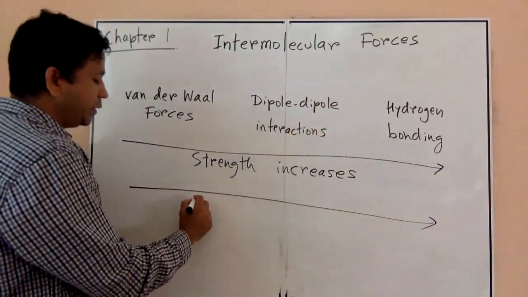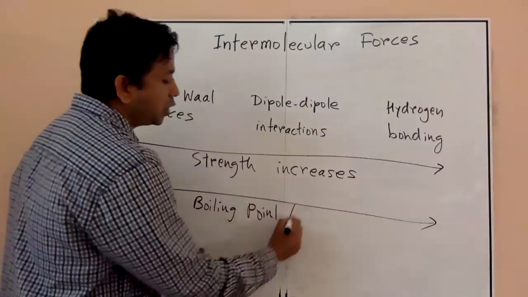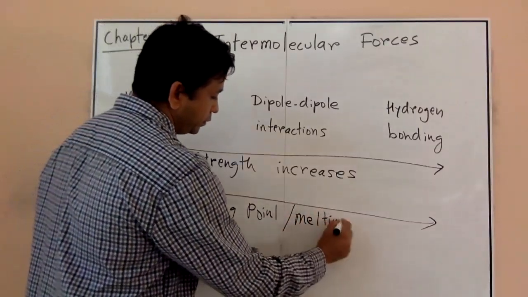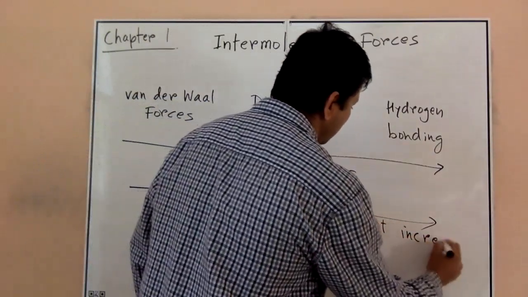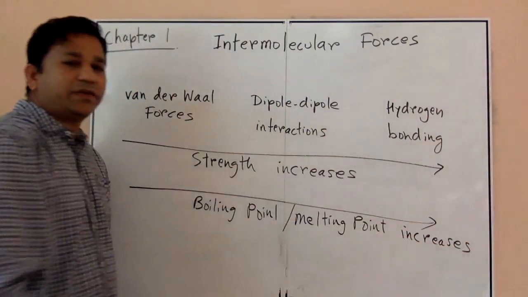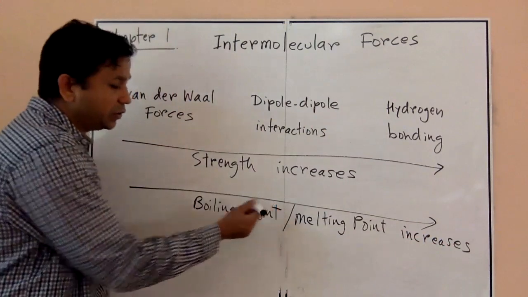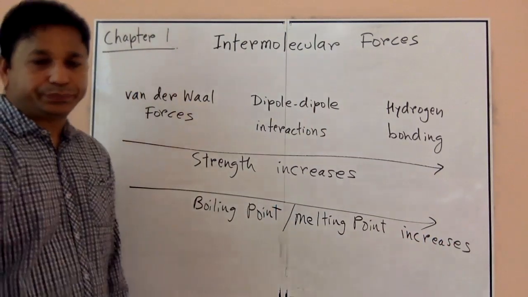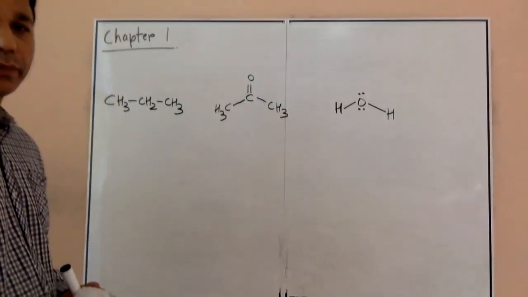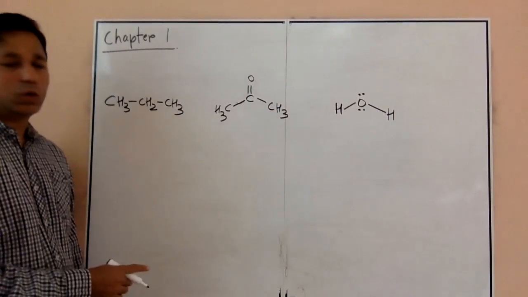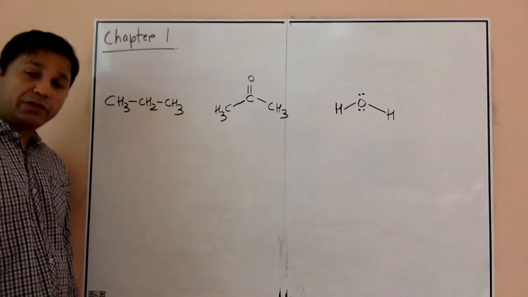So this way, you have boiling point or melting point that increases this way, from left to right. The same way, as the strength of the force increases, melting point and boiling point also increase. All right? So let's take a real example and find out which one has the highest boiling point or melting point. And how do you find out?